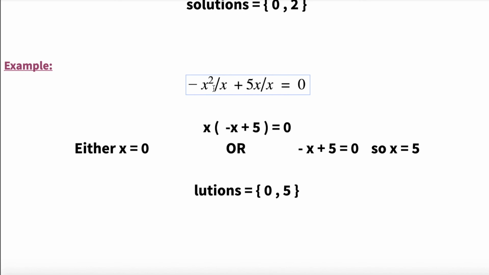Negative divided by positive, negative. X power 2 divided by x is x. Now 5x divided by x is 5. Now either the first one is 0, so x is 0, or the bracket is 0, negative x plus 5 equals 0. Here it's better to move negative x to the other side to make it positive. So x equals 5. So the solutions are 0 and 5.